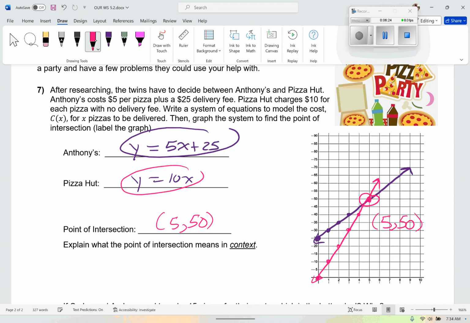So what does that mean in the context? If you buy 5 pizzas from either store, you pay $50. That's all it is. But it looks like the pink is growing faster. So after 5 pizzas, you're spending more on Pizza Hut than you would be on Anthony's.